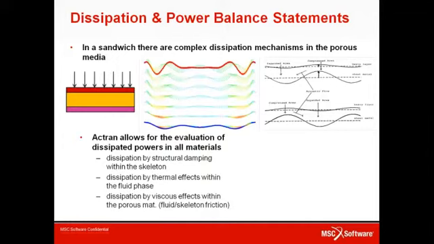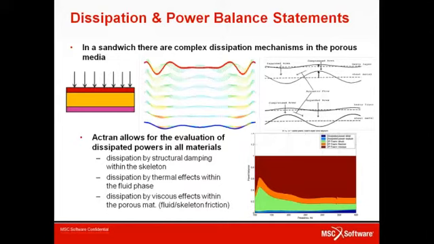Actran automatically computes the amount of power dissipated by the different phases of the system, such as the structural deformation of the skeleton, or the thermal effect in the fluid phase, or the interaction between the fluid and the skeleton through friction, for example. And using those quantities, one can plot energy balance statements such as the one presented on the bottom right of the slide. So in the next slide, we will review some examples of application.